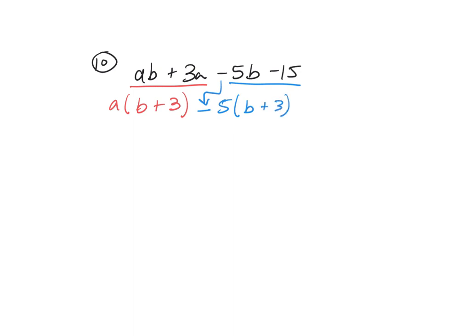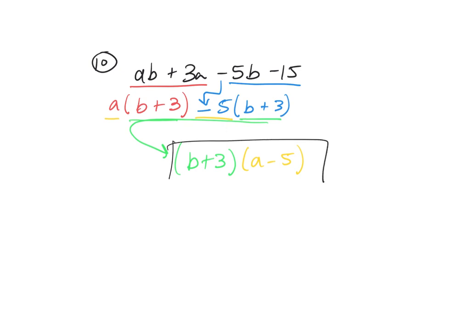Now, you can take these two b plus 3's out and then look at what you have remaining, and it's an a minus 5. Put those in their own set, and you're done.